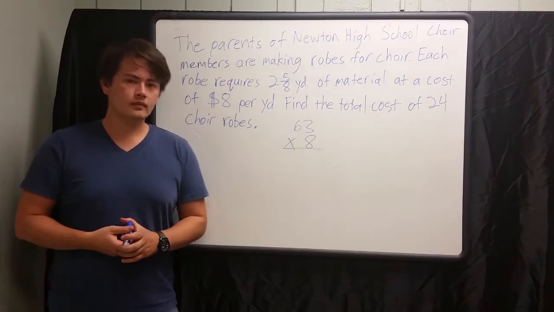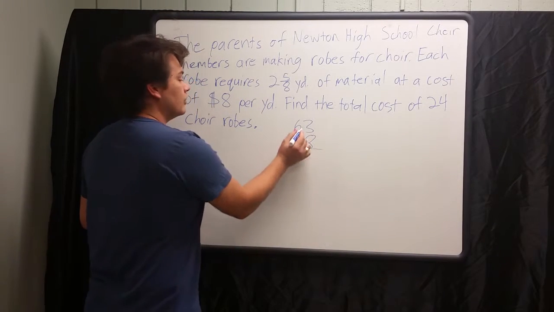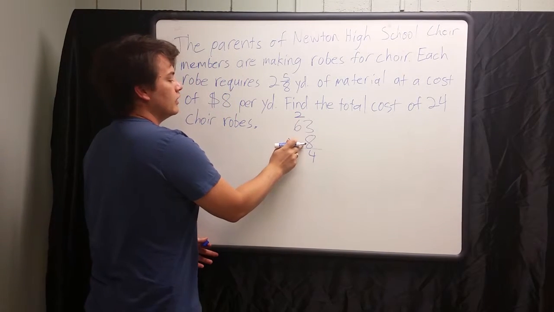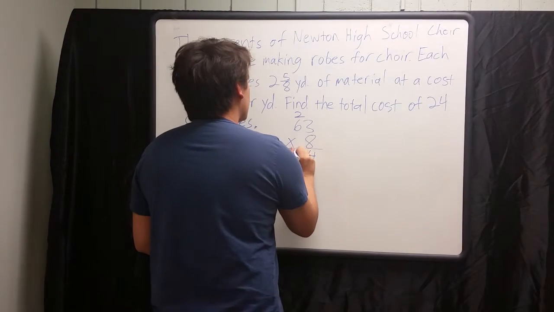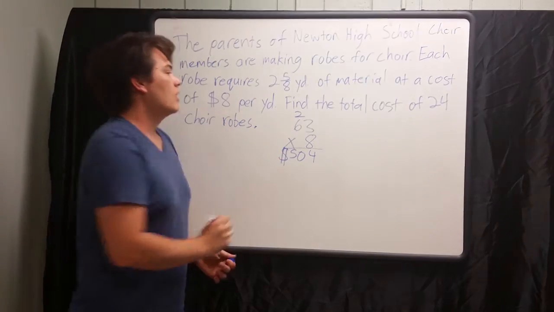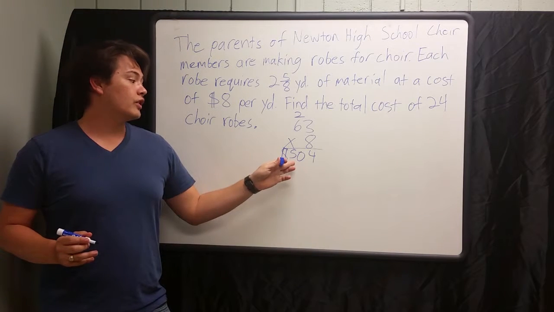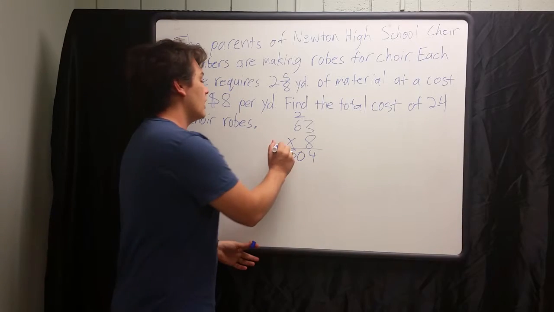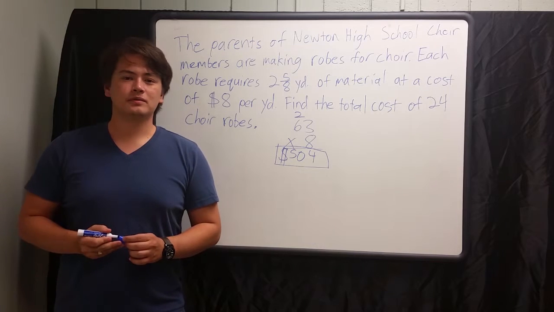So 63 times 8: 3 times 8 is 24. Carry the 2. 8 times 6 is 48, plus 2 is 50. So, what is the total cost of 24 choir robes? It's going to cost us $504 to make those robes. And this is going to be my final answer.